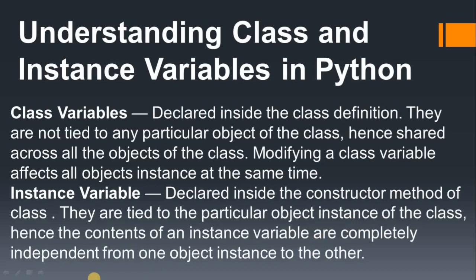Suppose you are creating two objects in the program, b1 and b2. They have independent values. If you change the value of b1, it will not affect b2. If you change the value of b2, it will not affect b1, because they have individual values. So that is what the instance variable is in the program. I hope you understood theoretically. Now we will go to the practical session.